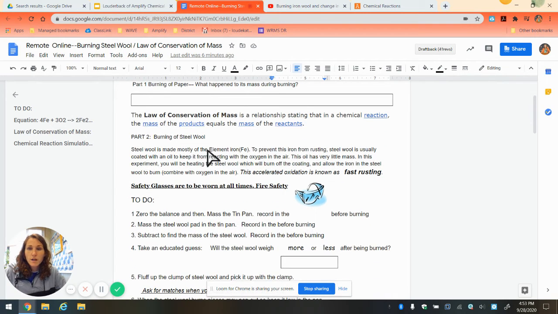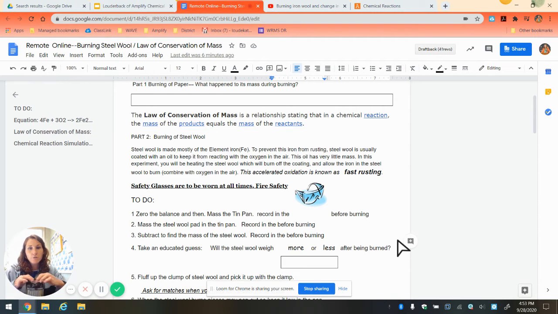But what you're going to focus on is the burning of steel wool. Steel wool, which I happen to have right here, is made mostly of iron, which is the same substance that we're looking at in our problem in Westfield. To prevent the steel wool from rusting, they coat it with a light oil, since rusting happens naturally between air and water. The oil just helps slow that process down. It has very little mass, and it won't affect our experiment too greatly.